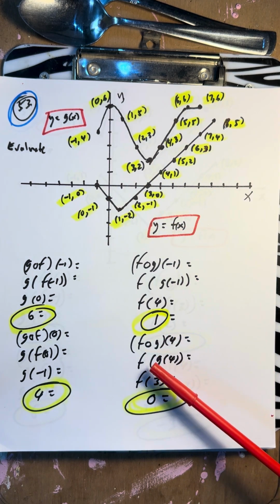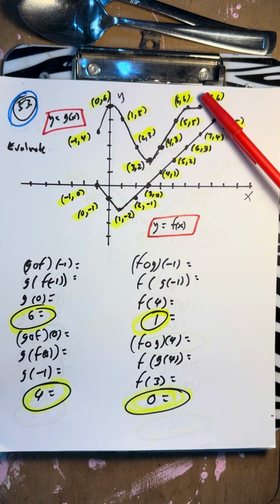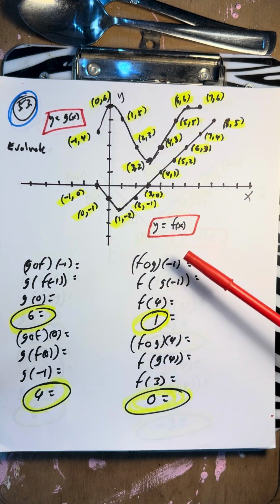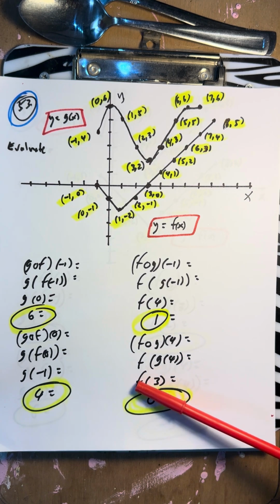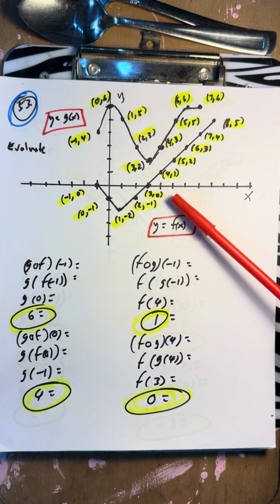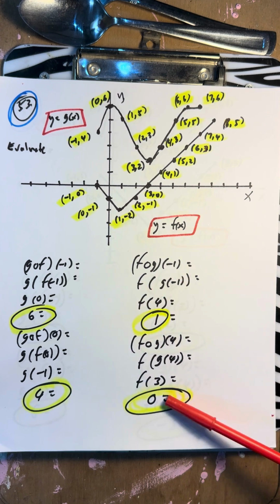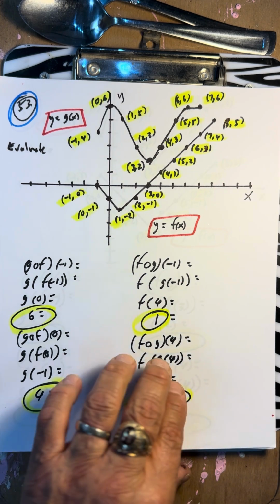Now f of g of 4. So g of 4, where's g of 4? The g function is up here. So g of 4 is 3. And what's f of 3? Now go down here to the f function. F of 3 is 0. Okay.